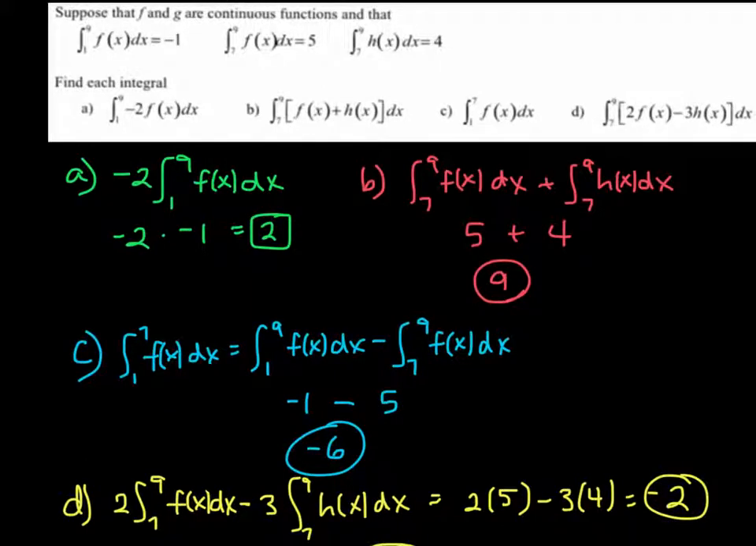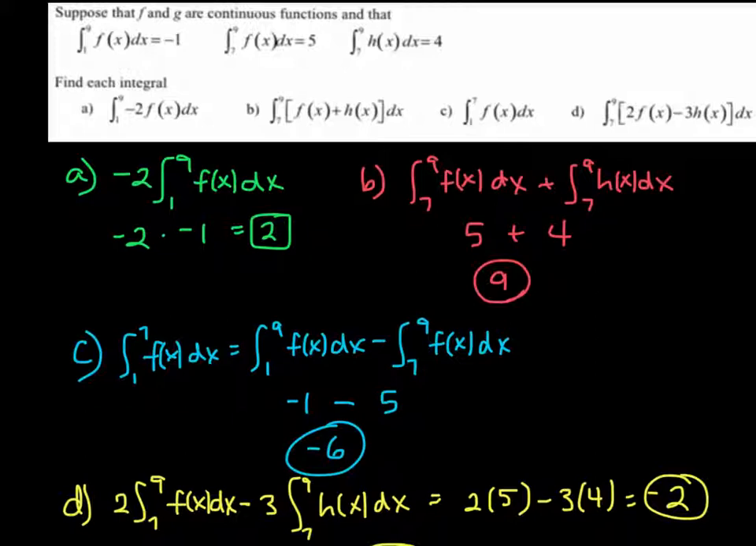Letter C, this is the one that I said comes up the most frequently. So this is that overlap one. I'm looking for the integral just from 1 to 7. Well, none of these were given from 1 to 7 of f of x. But the two f of x ones that I was given were from 1 to 9 and 7 to 9. I know that if I took the integral from 1 to 9 and chopped off the 7 to 9, I'd be left with just 1 to 7. And that's exactly what I did. I took the 1 to 9, I subtracted away the integral of 7 to 9, and I'm left with the integral from 1 to 7, which is -6.